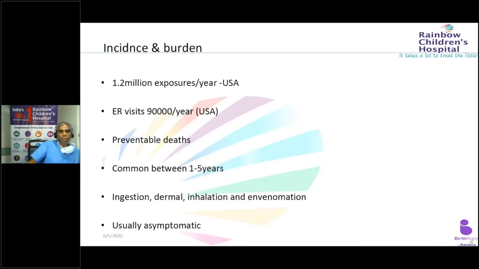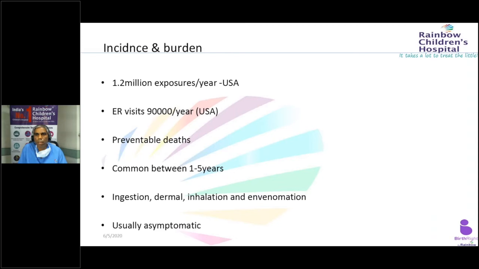Coming to the incidence of acute poisoning in children, roughly about 1.2 million exposures per year have been reported in America, out of which about 90,000 ER visits were reported in 2011, according to one study in the US. And as we all know, poisoning is one of the common preventable deaths. It's commonly seen between 1 to 5 years of age.